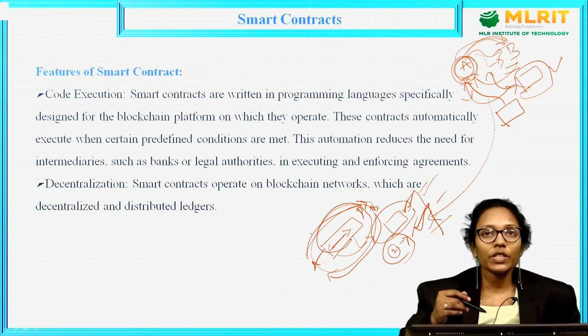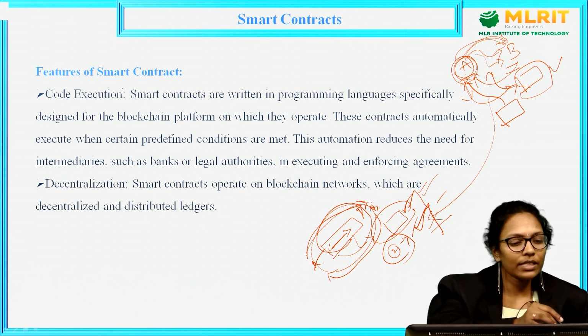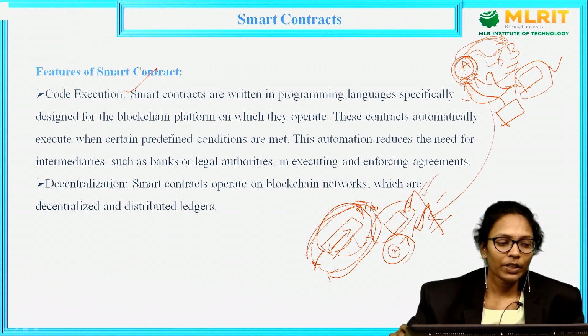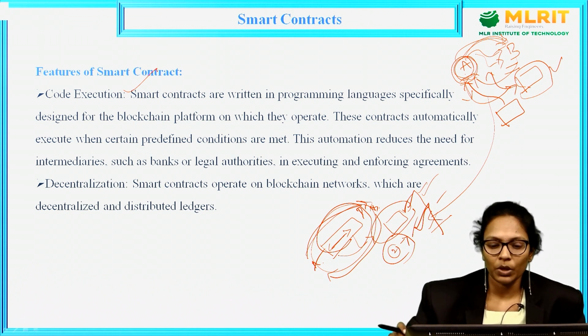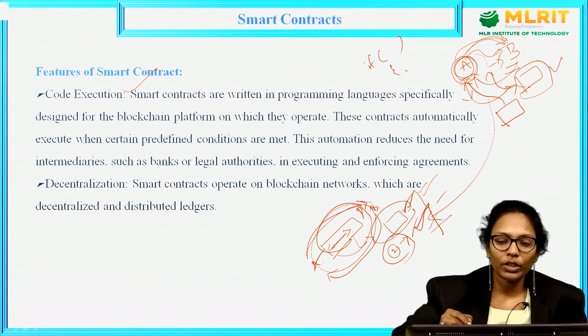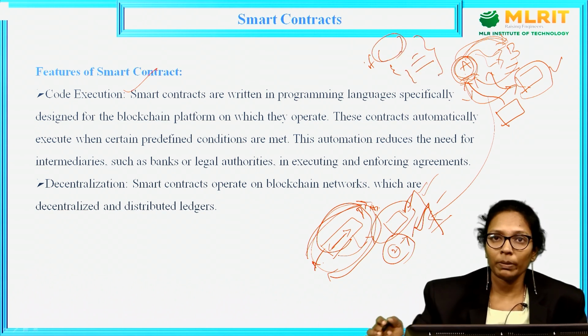So next, features of smart contract. The first feature is code execution. We know the definition: code execution is an automatic execution. Smart contract is actually a code that will be executed automatically whenever some conditions are true. So whenever you write the smart contract program, at that time only you will mention the conditions and also the code you want to execute. Whenever this condition is true, this particular code will be executed.